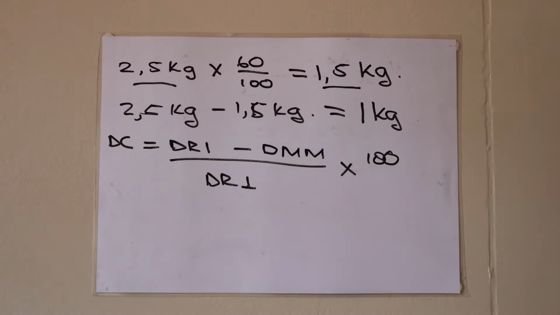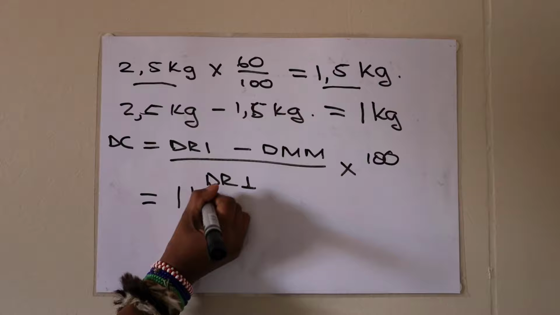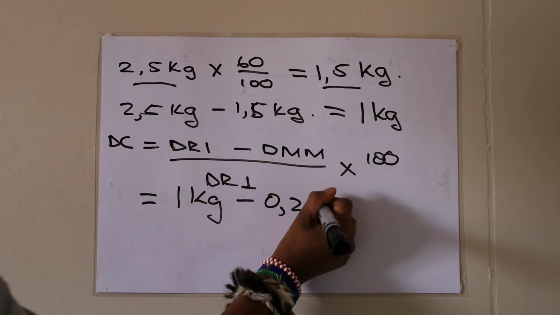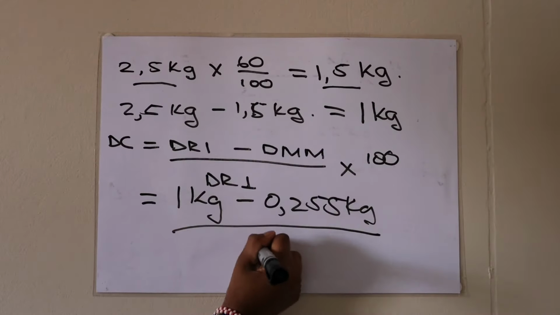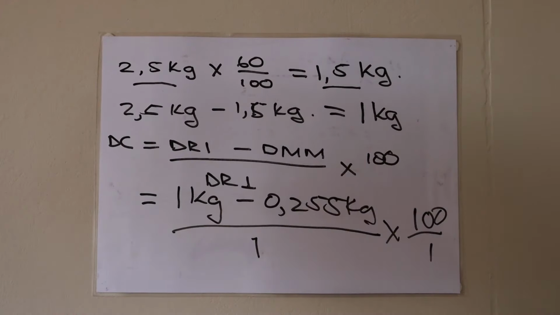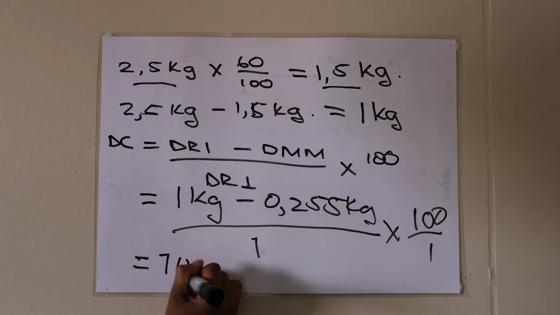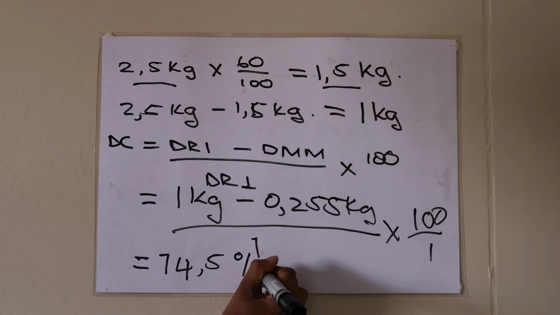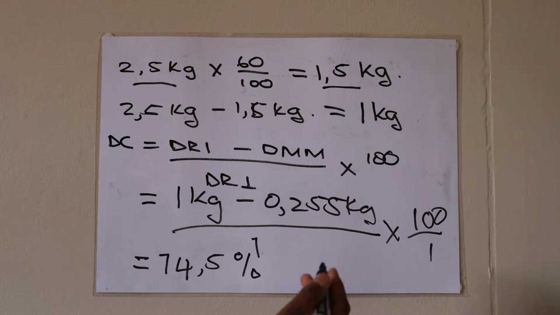Fine. Then now we were told, right, that the animal has excreted how many kgs? 0.255. So now we've got 1 kg minus 0.255 kgs. Then we divide that by 1. Then we multiply that by 100 over 1. And now if we quickly calculate that, 1 minus 0.255, so that is 0.745 multiplied by 100. So we get 74.5%. So always make sure that you put that percentage there, because that is a mark.